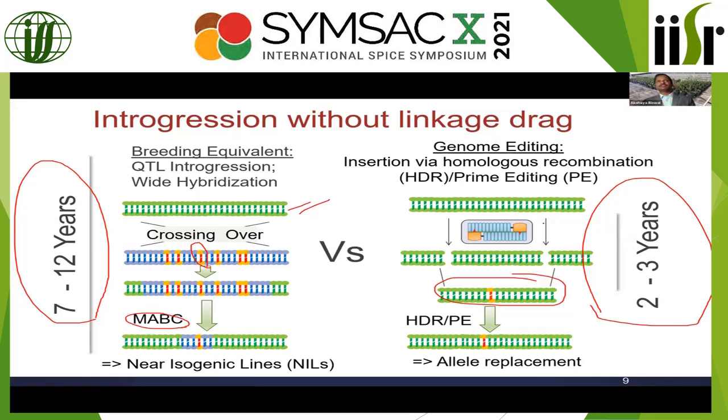And I'm not just telling some story. The gene edited maize that has already been released was done in 42 months. So that's the proof that we can do it within 2 to 3 years.